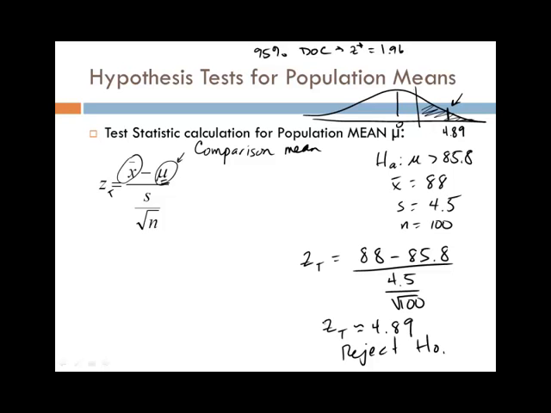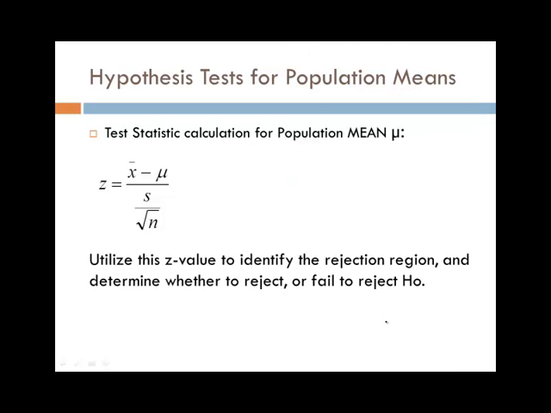Okay, so that goes through an example there, using the test statistic for the comparison mean. Again, we utilize the z-value to identify the rejection region and determine whether to reject or fail to reject Ho.